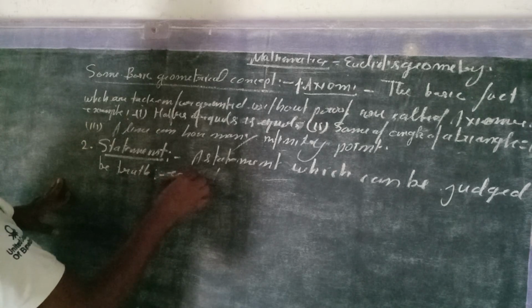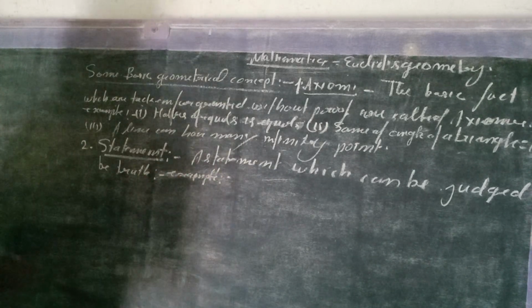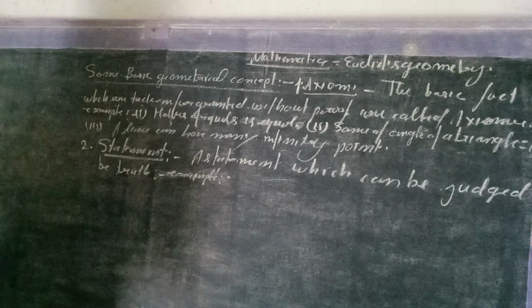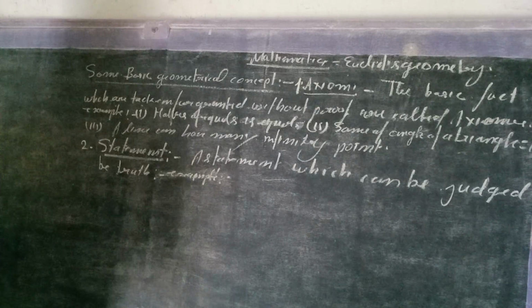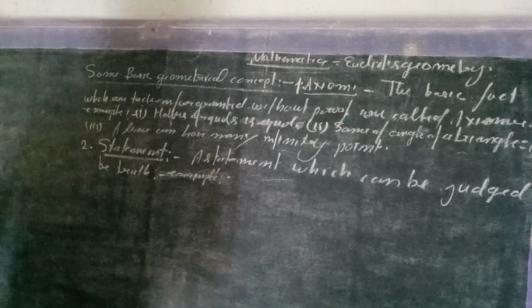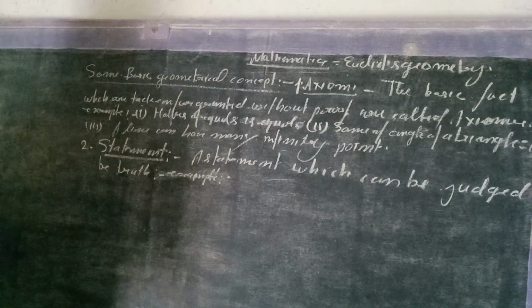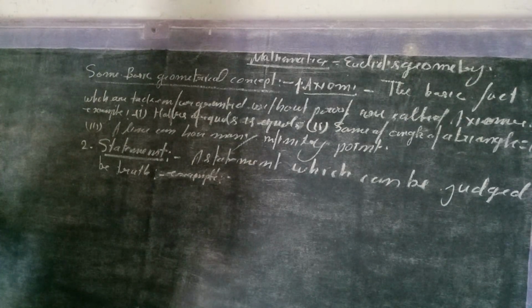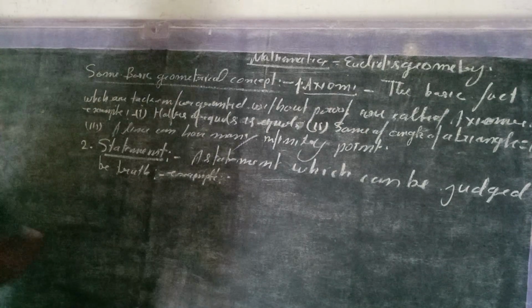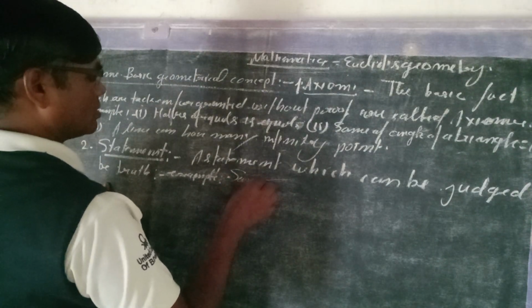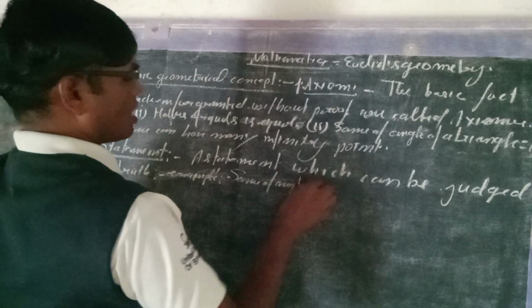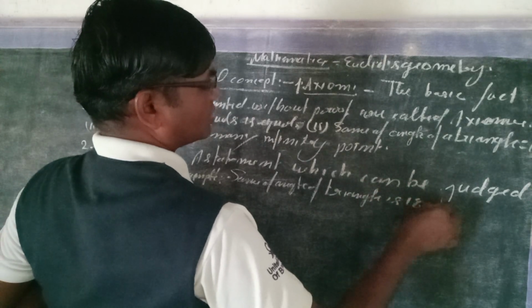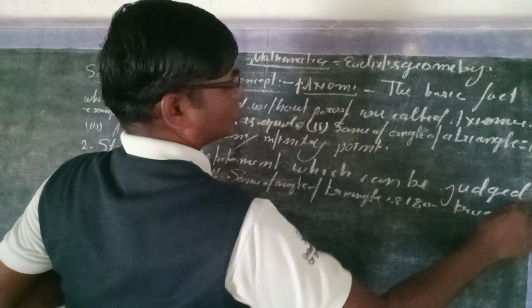We will take examples here. First example: the sum of angles of a triangle is 180 degrees. This is a statement. It is a true statement.